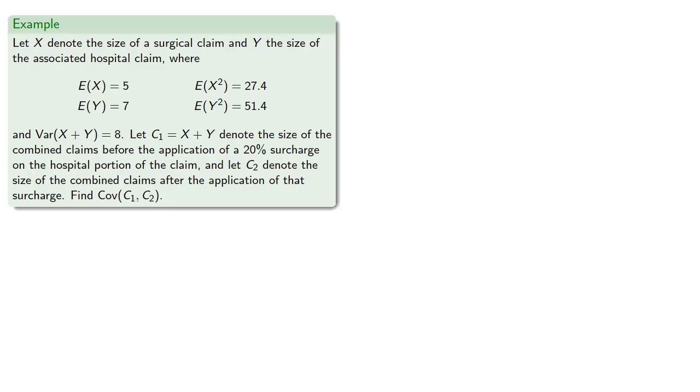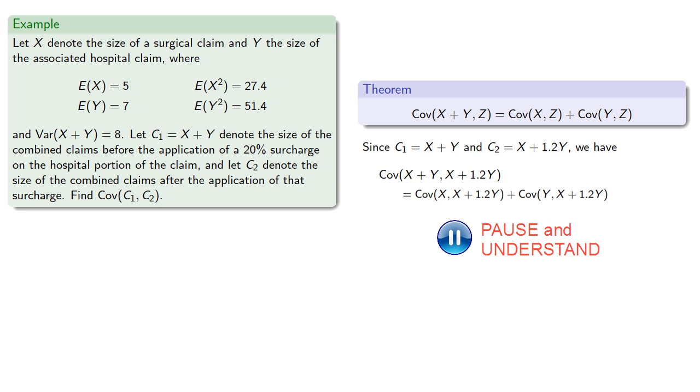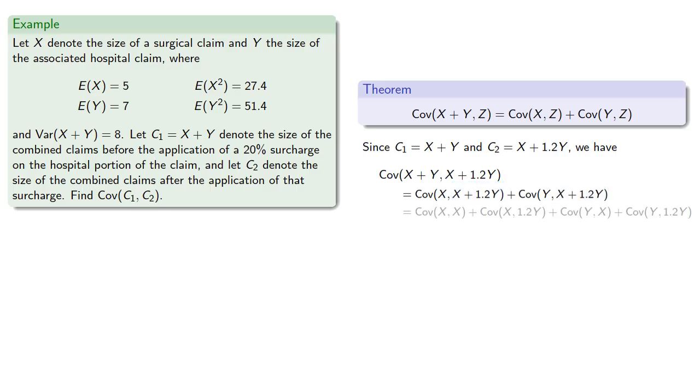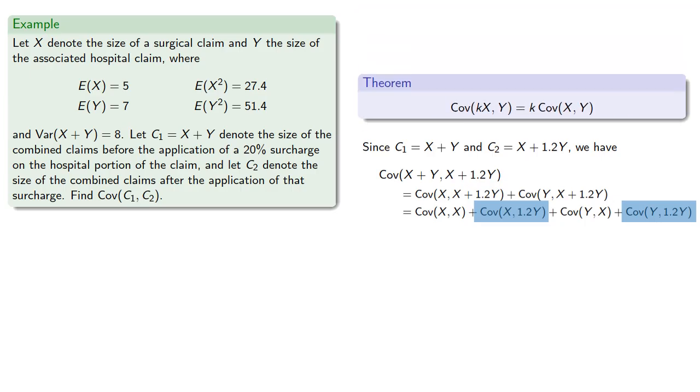Now, C1 is the sum X plus Y, and C2 is the sum X plus 1.2Y. That reflects that 20% surcharge. And so we want to find the covariance of this. So our first argument is a sum, so we can split the covariance. And our second argument is also a sum, so we can split each of these. And it's important to note that we have to do the split separately. Here we have a scale of 1.2, so we can move that factor to the front.